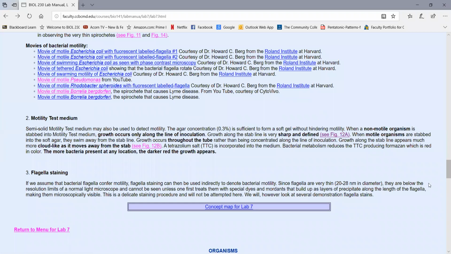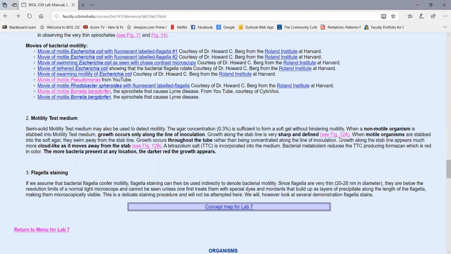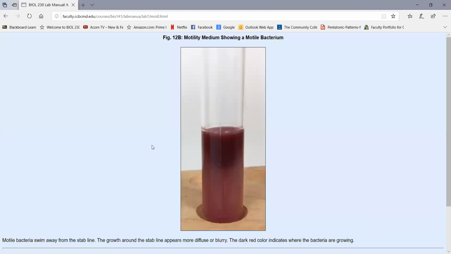Now, on the other hand, if the bacterium is motile and you stab the motility test medium, it's going to swim away from the stab line. So you see growth radiating away from the stab line out into the agar itself from the line of inoculation. And the growth along the stab line is much more cloud-like or billowy. You can't see the stab line really well. And we see an example of that in figure 12B.